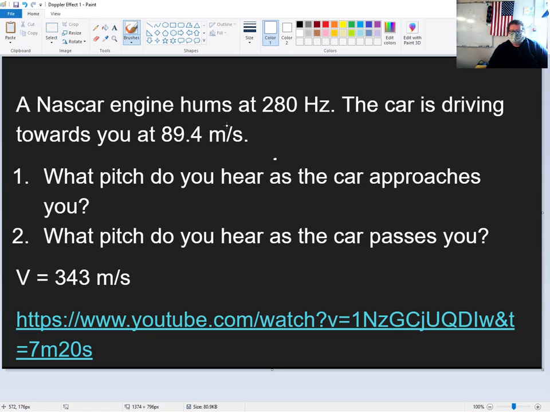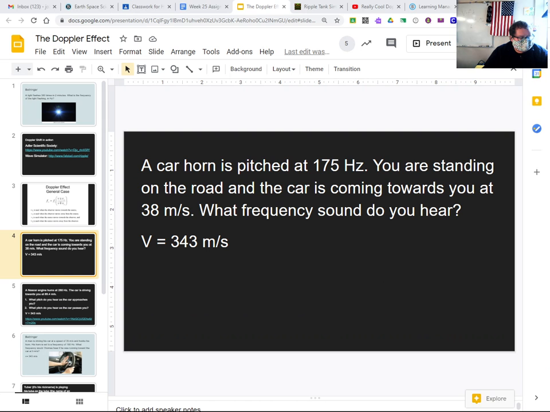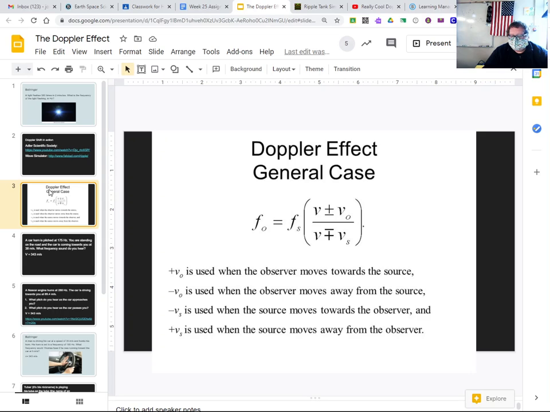Car is driving towards you. Okay, so remember our equation is going to be the frequency we observe is the frequency of the source times the velocity plus or minus the velocity of the observer, divided by the velocity plus or minus the velocity of the source. Let me double check my equation is right. I had it written down, but I don't know what happened to it. Okay, observer's on top and source on the bottom.